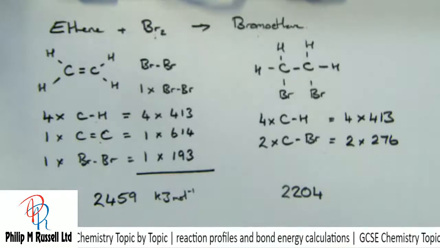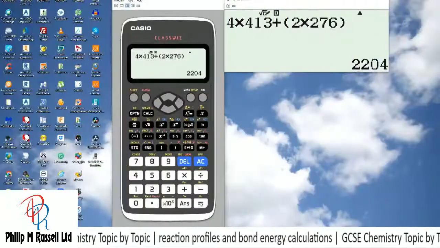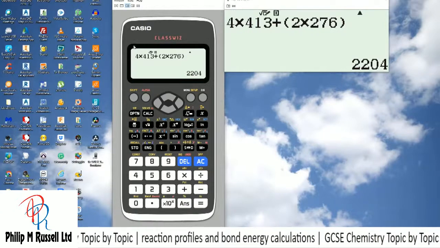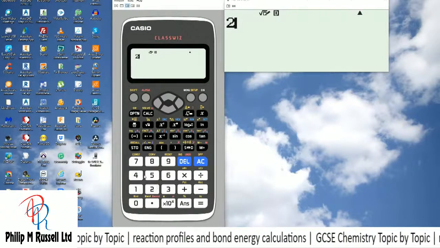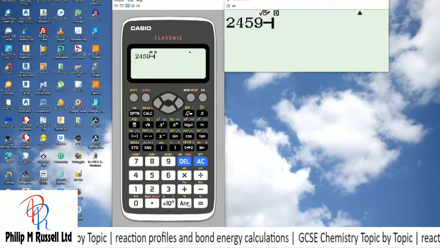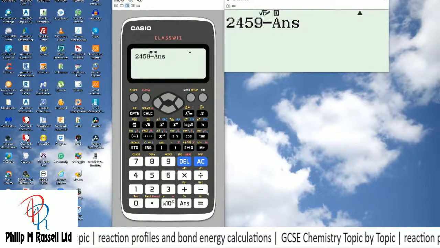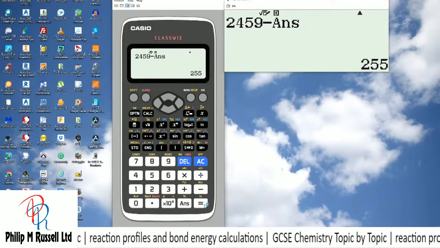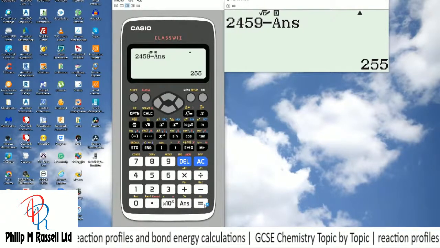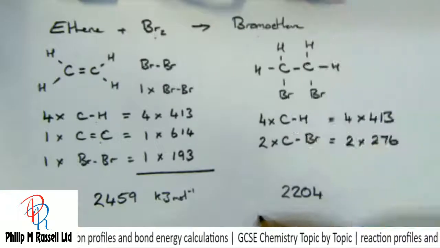Let's take them away and see what happens. So I've got my 2459, and I'm going to take away my 2204, which was already as my answer, and I get simply 255.